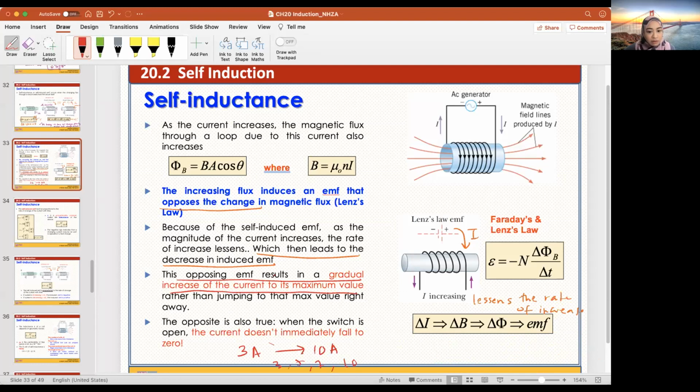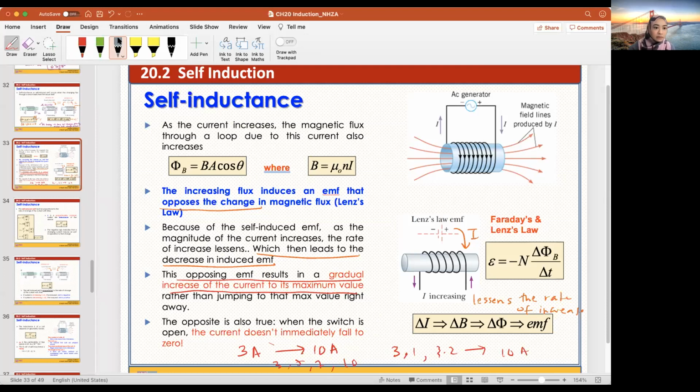The opposing EMF results in a gradual increase of the current to its maximum value. So it goes up little by little. So 3.1, 3.2, until it reaches 10. This seems like a very long journey, right? But it's okay. So meaning to say, the self-induced EMF prevents the current from jumping straight to 10 amperes.